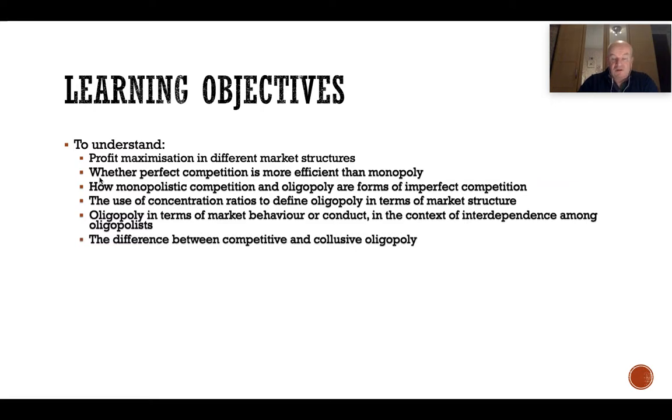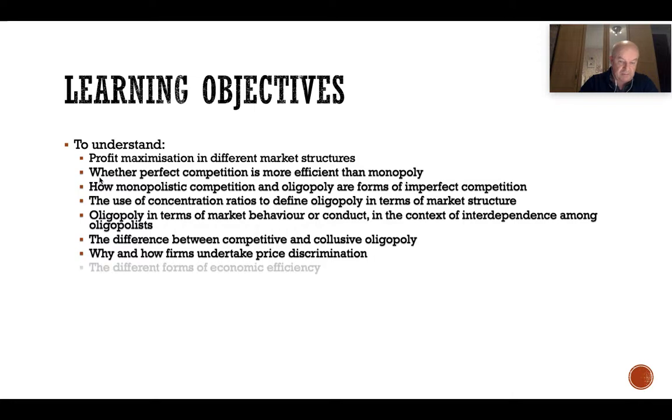So we'll also look at the difference between competitive and collusive oligopoly. Again, some of these terms you may not be that familiar with, but we'll look at each one in turn. We're also going to look at why and how firms undertake something called price discrimination. And that's where basically firms choose to price the same product at different levels with different audiences and how and why they do that.